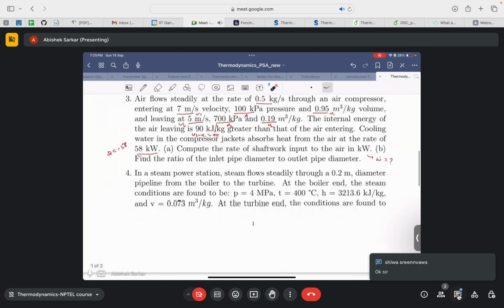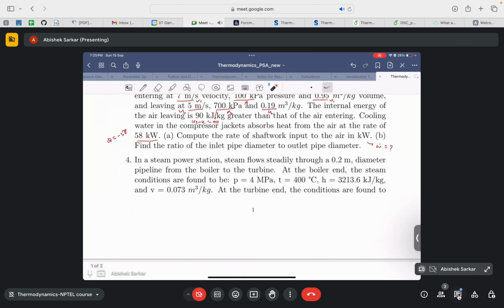Let's look at the next part of the question. The next part of the question was find the ratio of the inlet diameter to the outlet pipe diameter. Okay, inlet pipe diameter to outlet pipe diameter. So the key is here, since we know the velocity and the specific volume, then we can easily find the mass flow rate, right? And since the mass flow rate is equal at the inlet and outlet, then we can easily compare the diameters, right? So that's the crucial trick here.